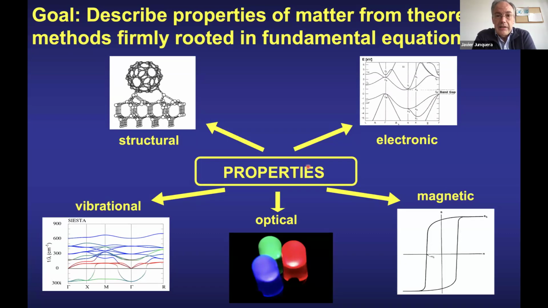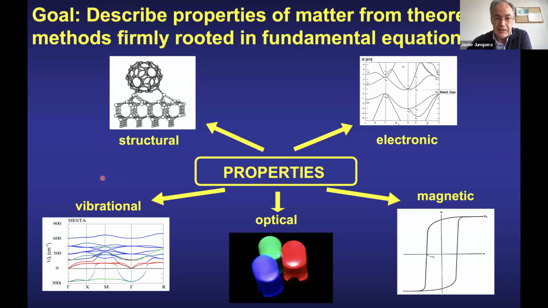And by properties of matter, I refer to structural properties. So what are the ground states for a given system, or even some metastable states where the atoms will be localized. We can discuss about electronic properties. So whether a system conducts electricity or not, if we are dealing with a metal, or if we are dealing with a semiconductor or an insulator. So we are going to compute band structures, and then we can check if we have a band gap or not, if the band gap is direct or indirect, and things like this.